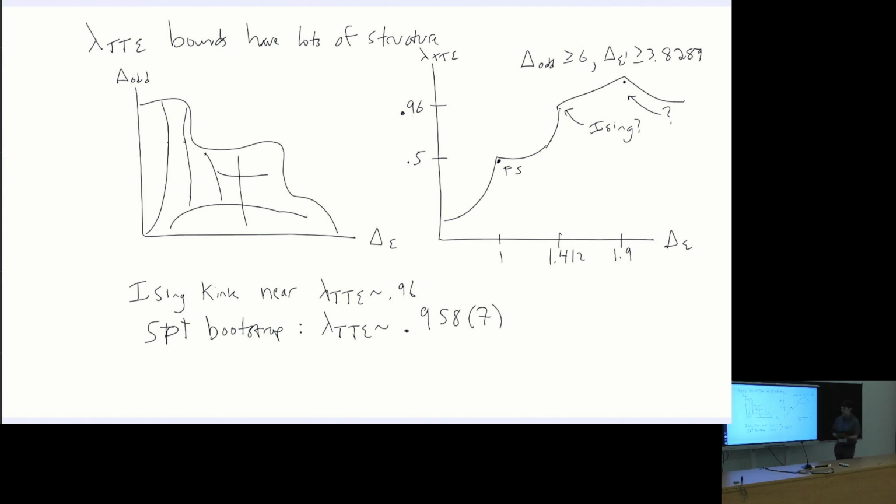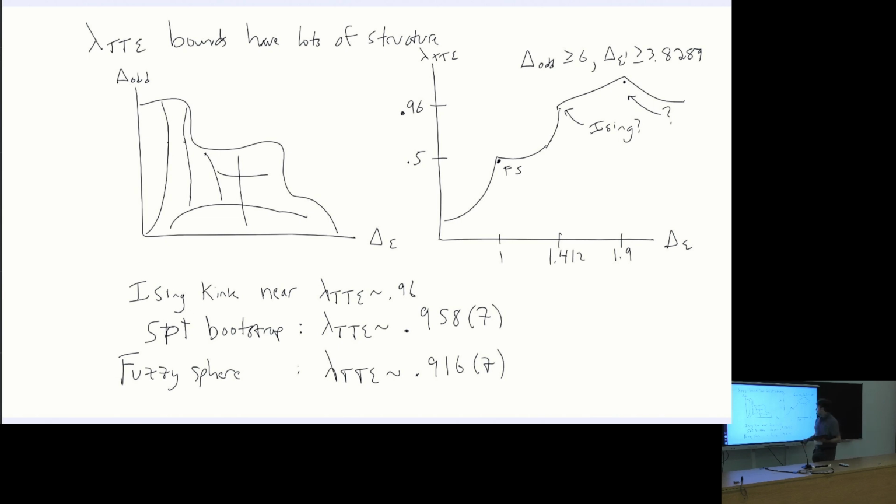It's not a rigorous error. There was also a recent computation of this coefficient using fuzzy sphere methods. And they came up with a number that's also close, though a little bit lower, 0.916 plus or minus 0.007. Okay, so these look nicely compatible, and this is giving us pretty compelling evidence that the stress tensor bootstrap on its own knows something about the Ising solution.